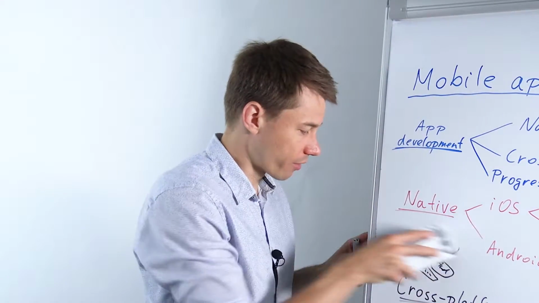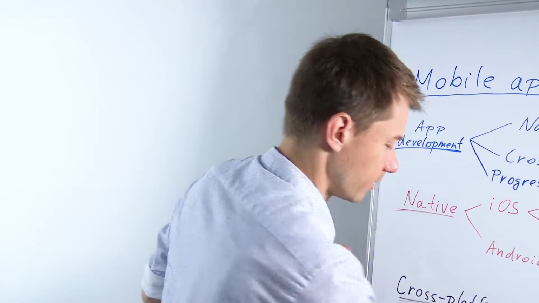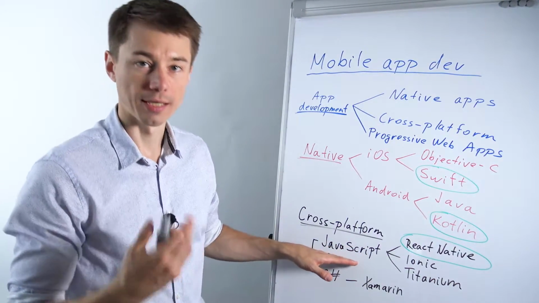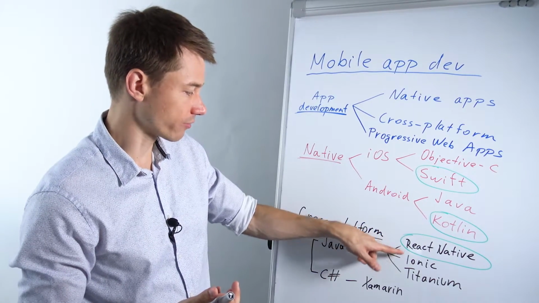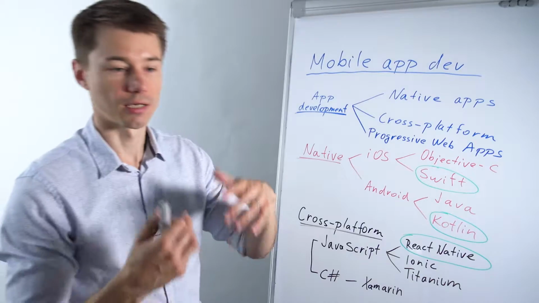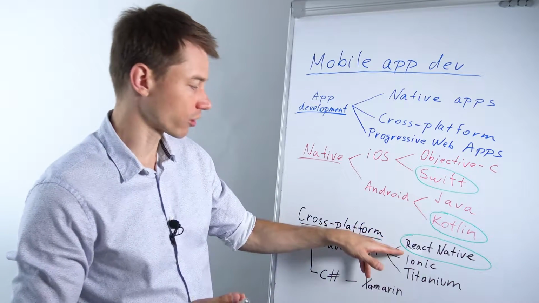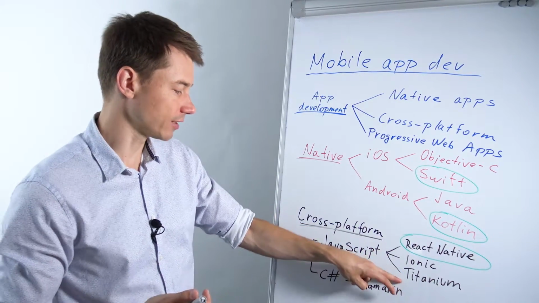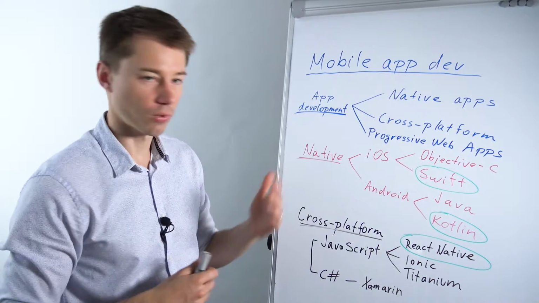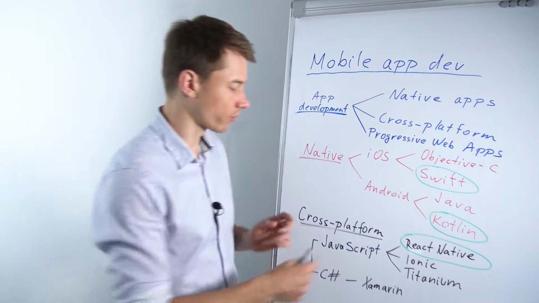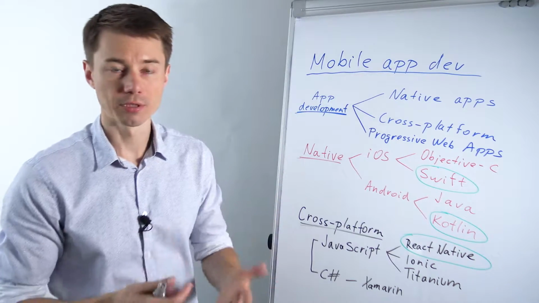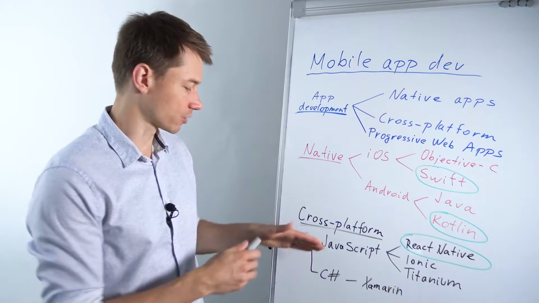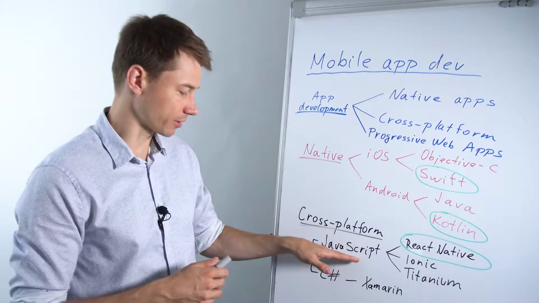And there are a few cross-platform frameworks. For example, if we use JavaScript as a programming language, there are three frameworks: React Native, a new framework pushed by Facebook, Ionic, and Titanium. Titanium, I would say, is fading out a little, and Ionic is not the hottest framework out there. I would say React Native is hyped much more, but still Ionic is used to build cross-platform JavaScript applications.